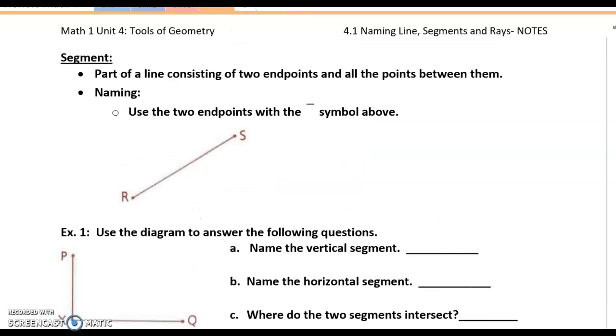Next, we're going to talk about a segment. A segment is a part of a line consisting of 2 endpoints. So when you name a segment, you're going to name it by its 2 endpoints, and then you're going to use this symbol above them. So for example, for this one, we want to name this segment. We're going to use the 2 endpoints, RS, and the segment symbol over it. Or if I want to do SR, again, the segment symbol above that.